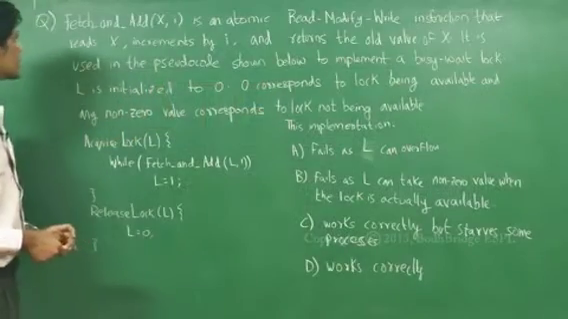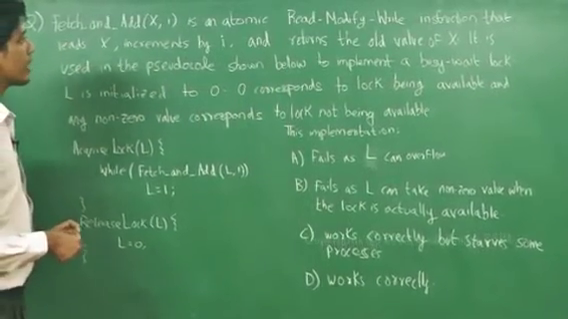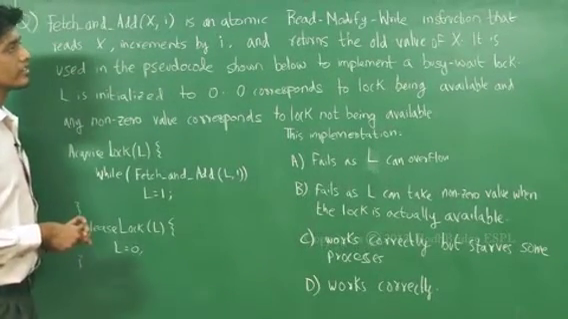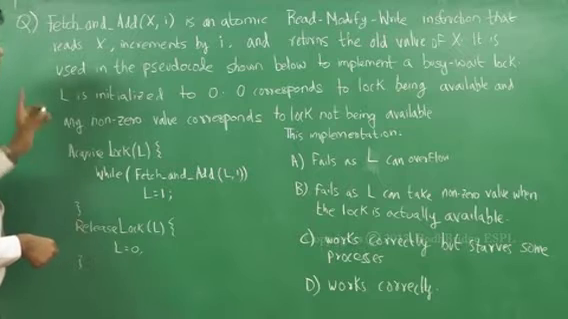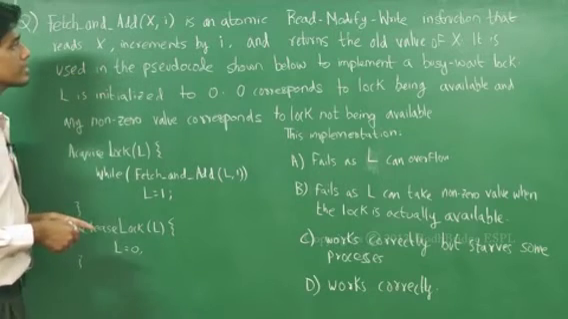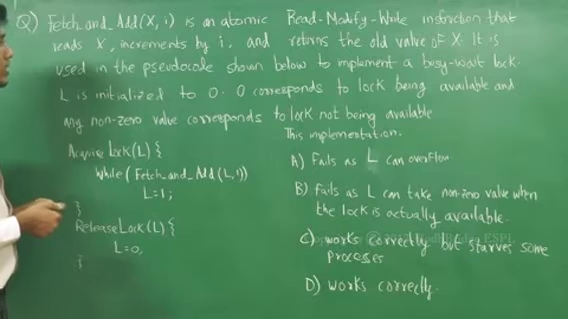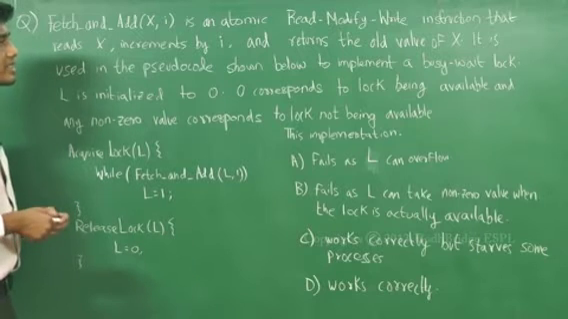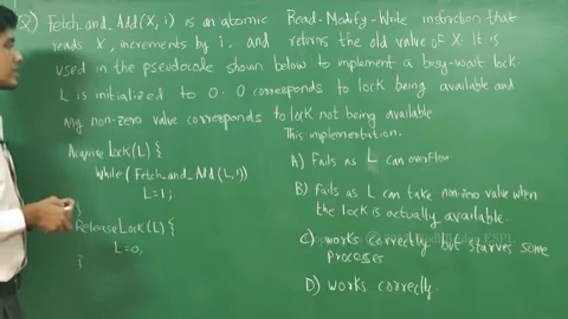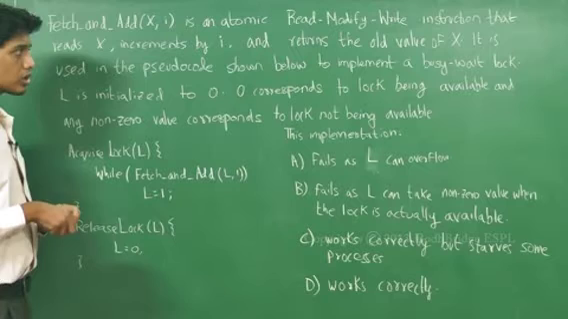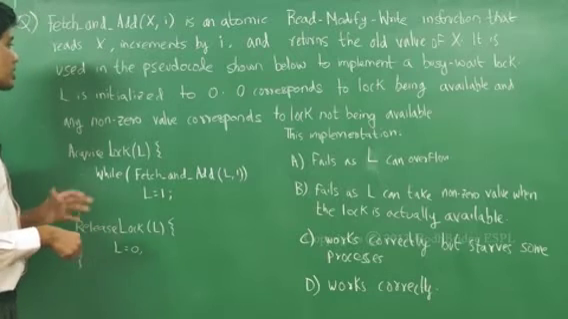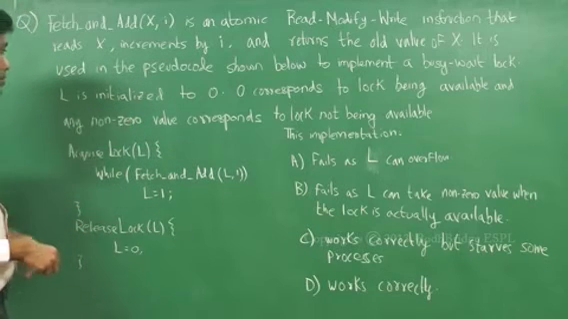The question is, fetch and add of x comma I is an atomic read modify write instruction that reads the value at x, increments it by I and returns the old value of x. It is used in the pseudocode shown below to implement a busy wait lock. L is initialized to 0. 0 corresponds to lock being available and any non-zero value corresponds to lock not being available.